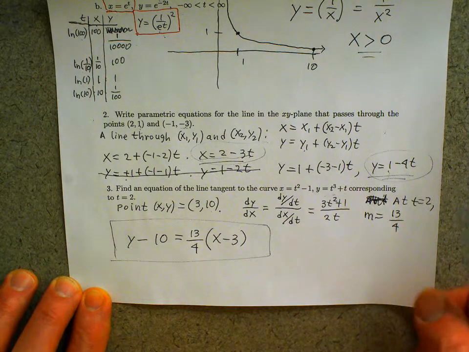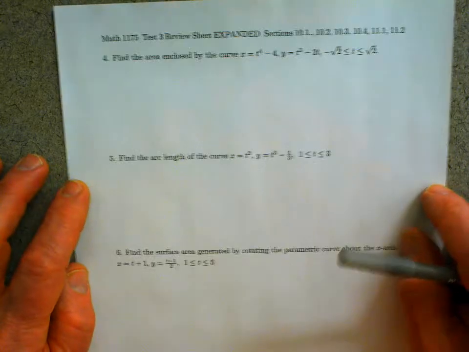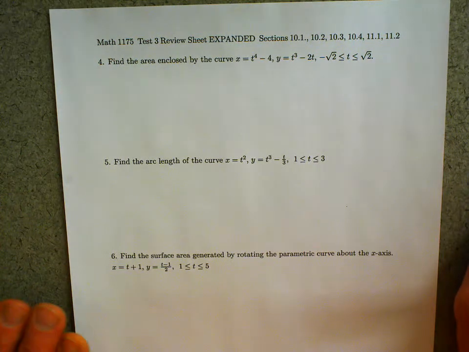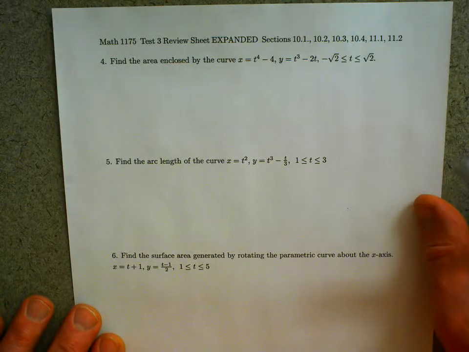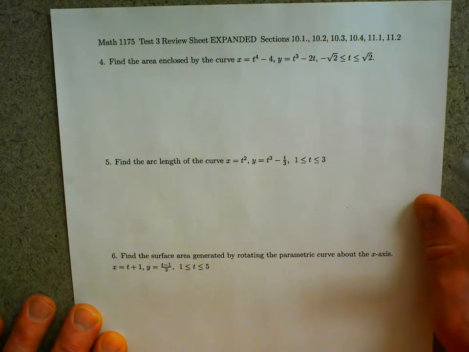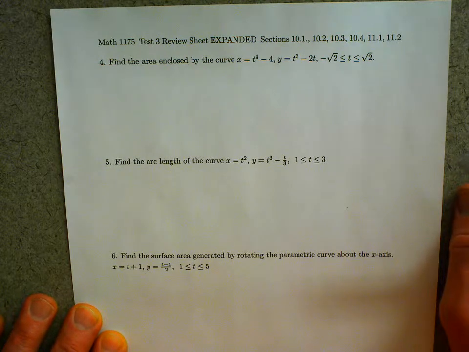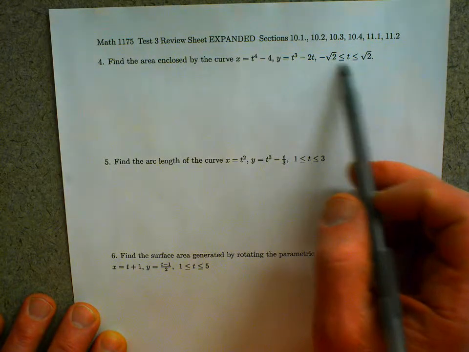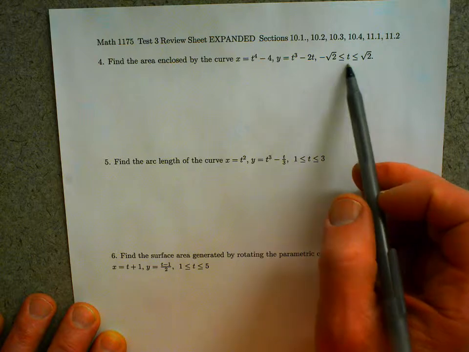Okay, let's move on to the next page. Find the area enclosed by the curve x equals t to the fourth minus 4 and y equals t to the third minus 2t on the interval from negative square root of 2 to square root of 2.